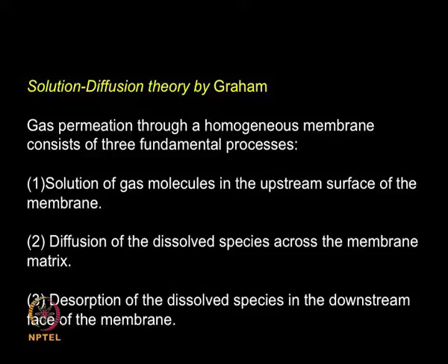First, solution of gas molecules in the upstream surface of the membrane. So initially you have the solution of liquid which goes into gas, and that gas molecule is in contact with the membrane surface in the upstream. Then you are going to have diffusion of this dissolved species or solute through the membrane. And the third step is the desorption of this dissolved species back into the downstream phase of the membrane. So it will be a desorption of the dissolved species as a vapor, and then in the condenser this vapor is condensed into liquid. So these 3 things are happening.